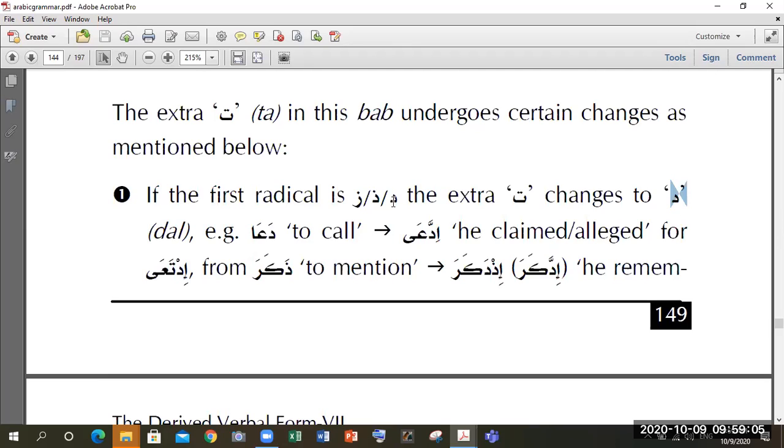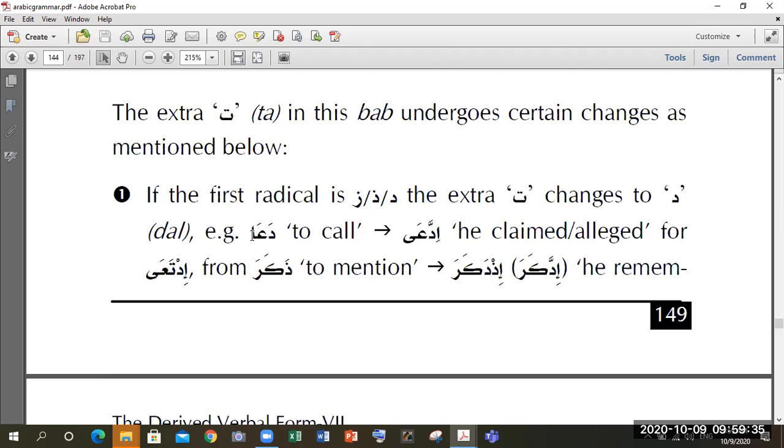In case there is a dal, zal, or za, as in uzdujir, the dal that is added will be this extra dal. The example they have given is this. Now this is the root word dal, ain.